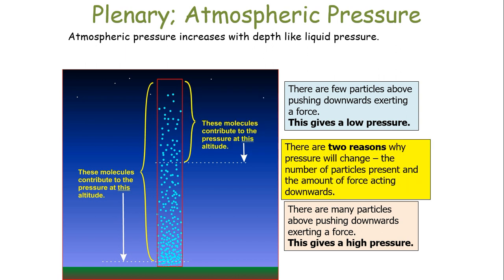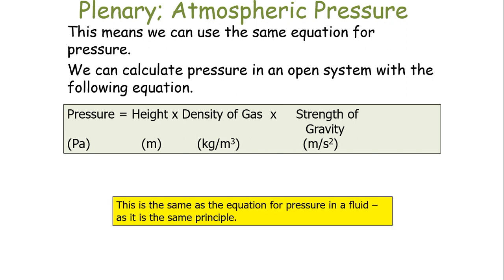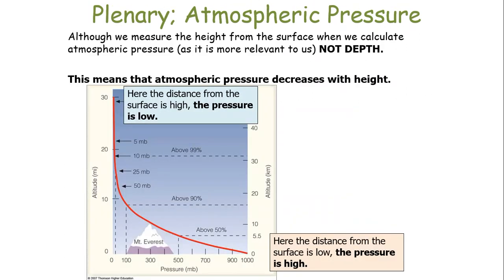So there are actually two reasons why the pressure will change: the number of particles present and the amount of force acting downwards. So we can use a very similar equation to work out the pressure in an atmosphere. We can say pressure equals height times density of gas times the strength of gravity. Again, it's the equation of pressure for fluid in an open system, and it's the same principle as the one we use for the ocean. Although we measure the height from the surface when we calculate atmospheric pressure and not depth, we can say that atmospheric pressure decreases with height. So at the high heights, the pressure of the atmosphere is low, but at the low heights, because the distance from the surface is low, the pressure is high.